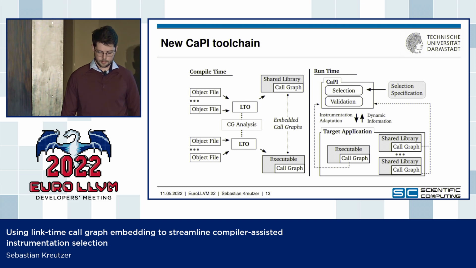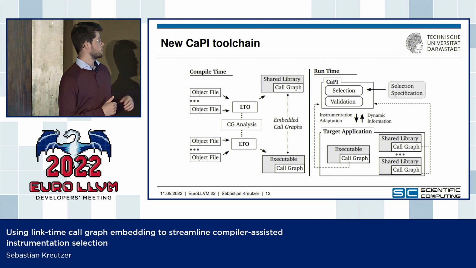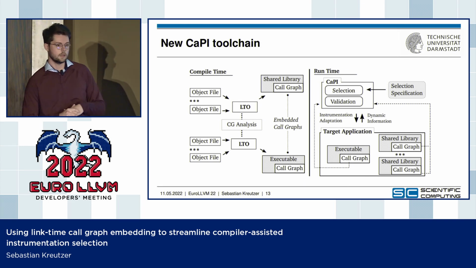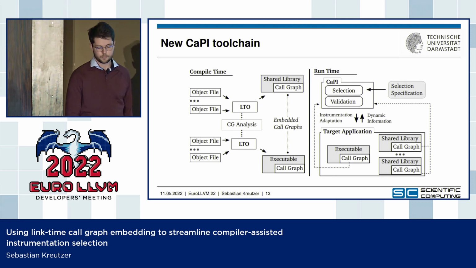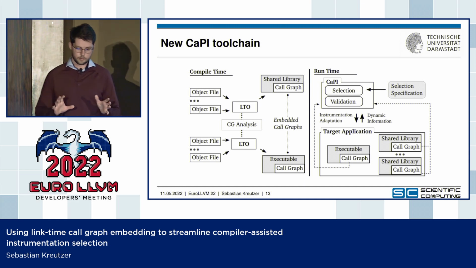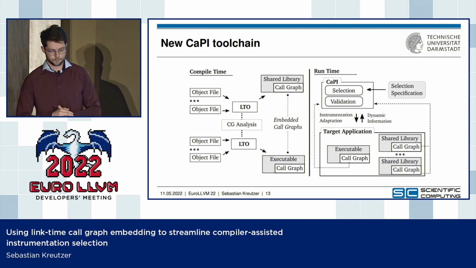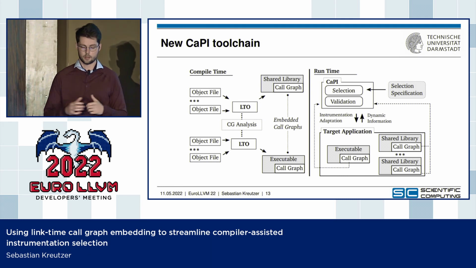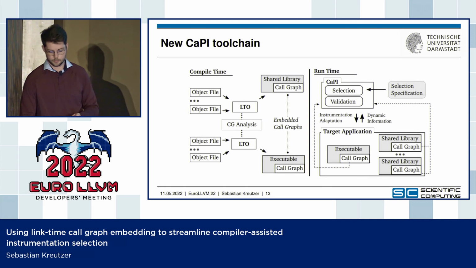So this is how the new toolchain looks. We now have compile time and runtime pre-processing. At compile time, we take all these different object files, and at link time, we have a plugin that does the call graph analysis, and the result of that is serialized and embedded into the binary. So for each executable and shared library, we have a call graph that is sort of whole program, but of course, if you're using a shared library, not completely, but it's combined from several translation units. Then at runtime, we can load this call graph and merge it with remaining shared library call graphs, and then run our selection and the dynamic instrumentation.